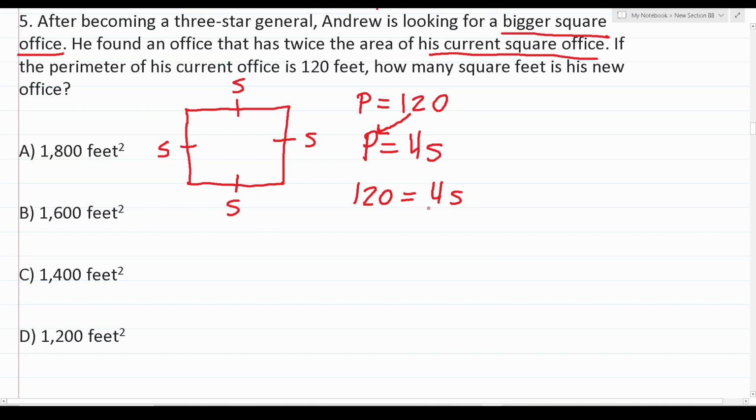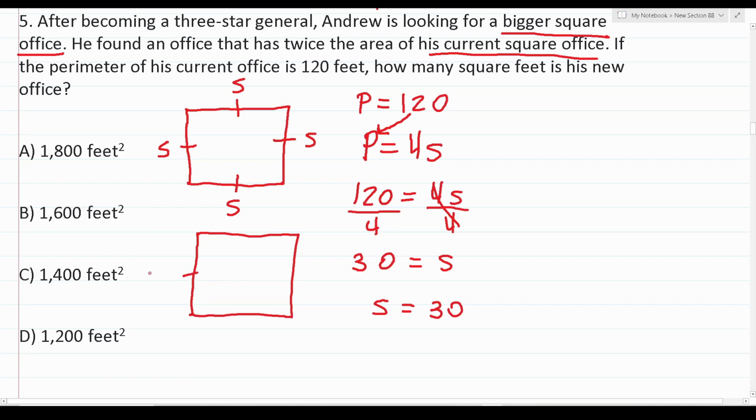Now we're going to divide both sides by 4. This crosses out here, leaving you with s on this side. What is 120 divided by 4? Well, 12 divided by 4 is 3, and just bring down that 0. So s in this case is 30. So that means his office looks like this. It has sides of 30.